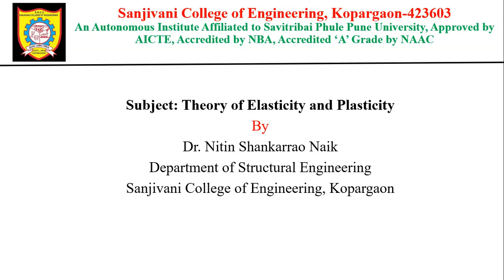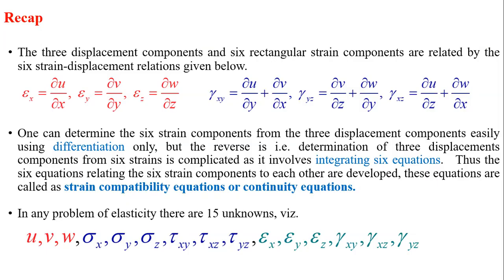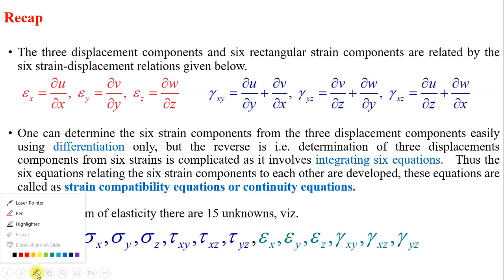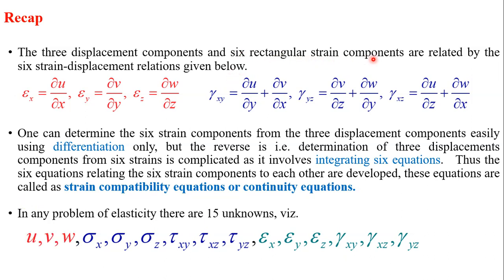Now dear friends, in this video we will discuss strain compatibility, but before that let us take a recap. The three displacement components and six rectangular strain components are related by the six strain displacement relations given below. In the last video we already discussed these six equations and how they are derived. One can determine the six strain components from the three displacement components easily using differentiation only. We also discussed this process.